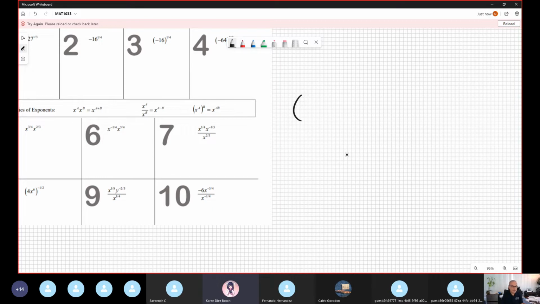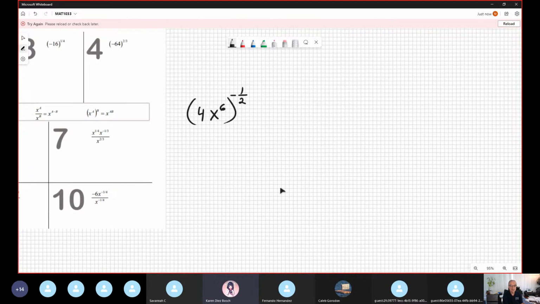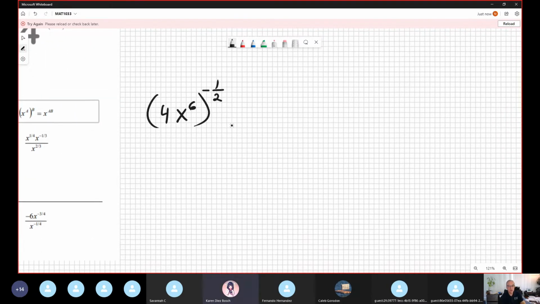Number 8, the problem is 4x to the 6th power raised to the negative 1/2. Wow. In this case, there are two complications because it's a fraction and negative. So now we can simplify little by little.